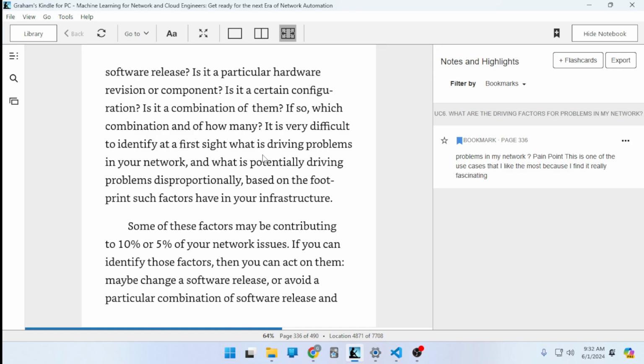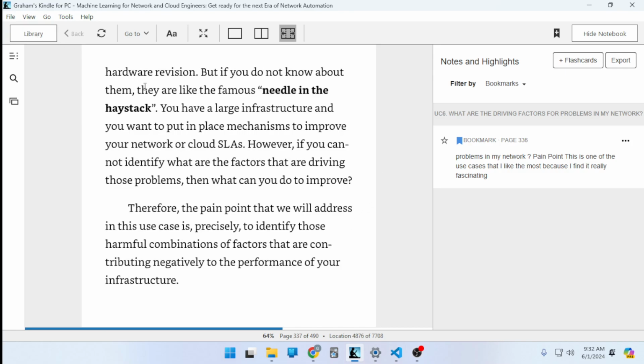It is very difficult to identify at first sight what is driving problems in your network and what is potentially driving problems disproportionately based on the footprint such factors have in your infrastructure. Some of these factors may be contributing to 10% or 5% of your network issues. If you can identify those factors, then you can act on them. Maybe change a software release or avoid a particular combination of software release and hardware revision. But if you do not know about them, they are like the famous needle in the haystack.